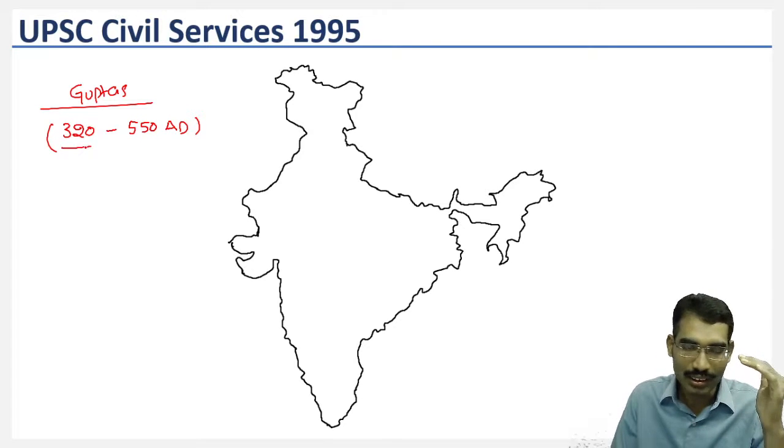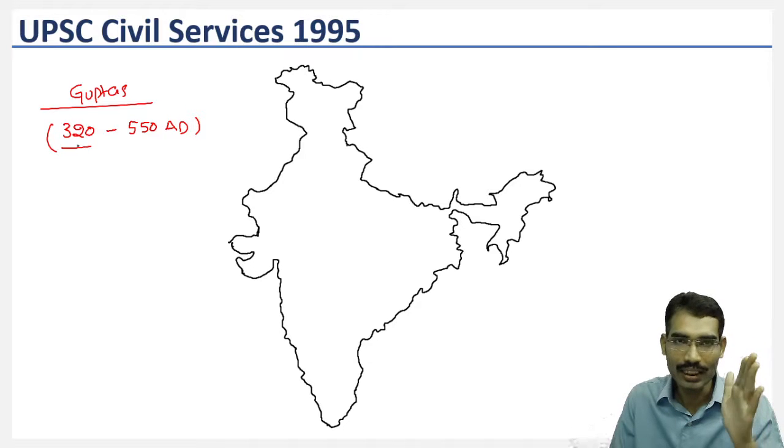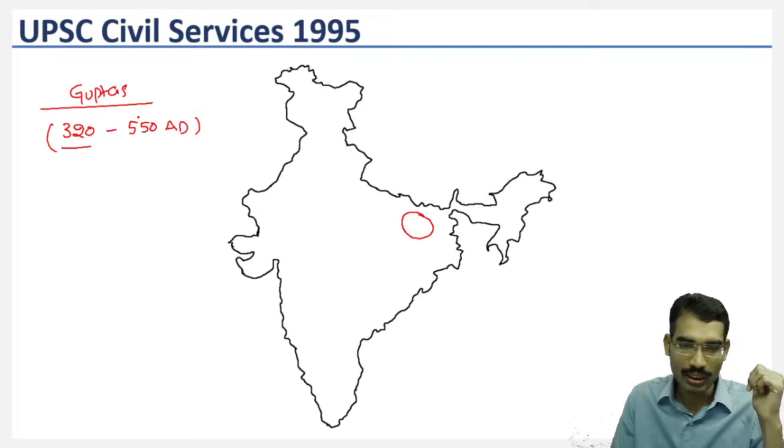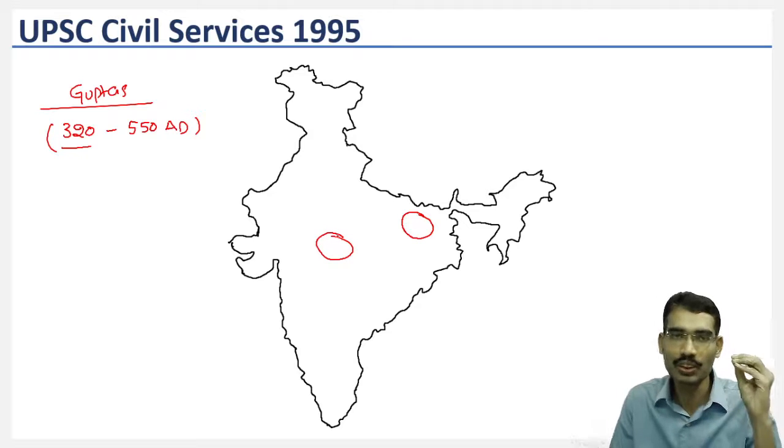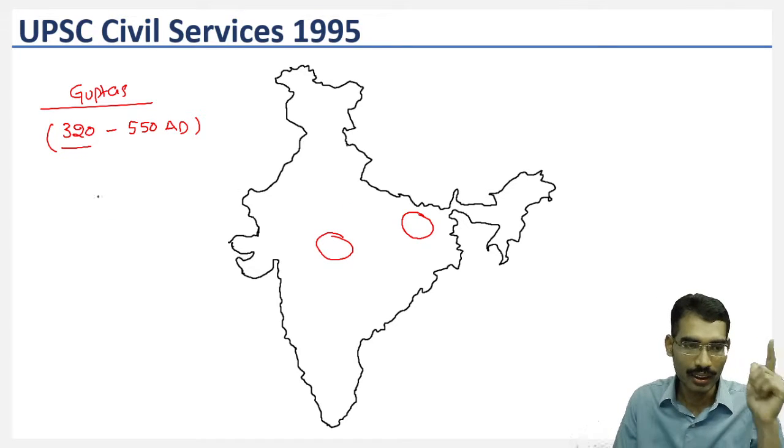However, 320 is not the real beginning. Even before 320, some Gupta rulers were there. Guptas were mainly near Pataliputra and also the Ujjain region. These two regions became very powerful and important during the Gupta time period. Here, the question is about language.